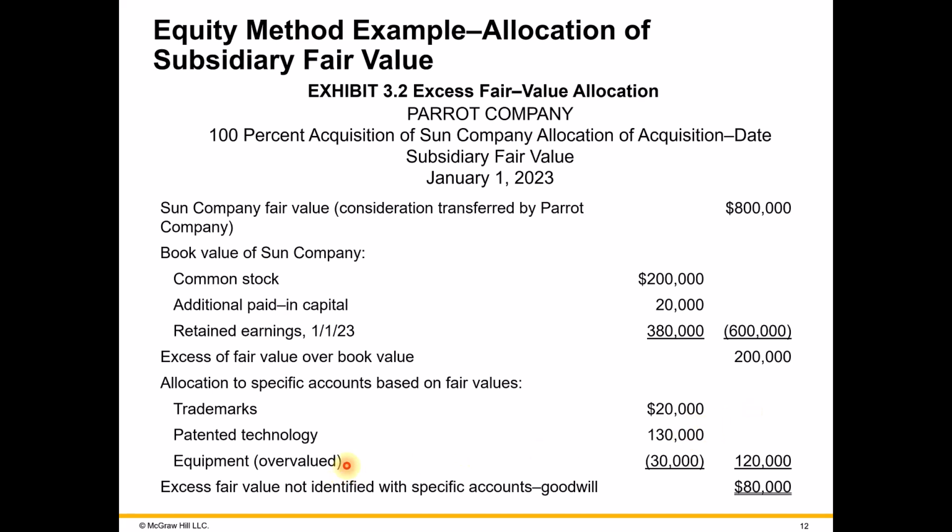And overvalued, not undervalued, but overvalued equipment of 30 that we're going to reduce depreciation, 6,000 each for the next 5 years. So subtotal, and notice again, we need to allocate 200,000, not this 120. So there must be something else in the company we paid extra for. And then we learned before, if you can't identify any specific asset, be it tangible or intangible, we allocate that excess to goodwill. And again, we just have it sit on our records until there's an impairment, which we'll see the accounting for again at the end of this chapter 3.